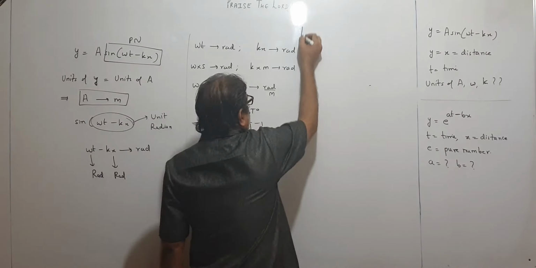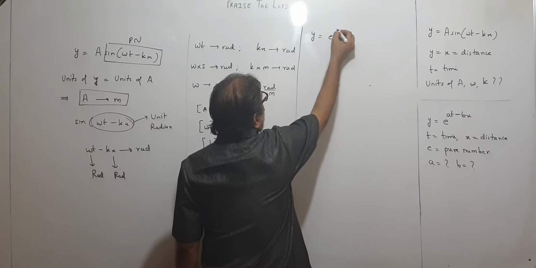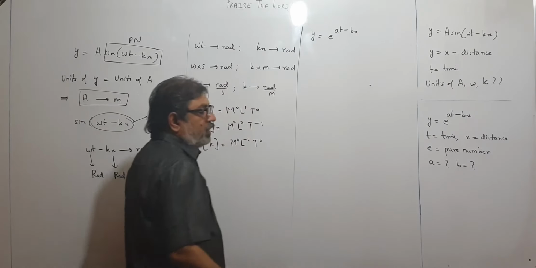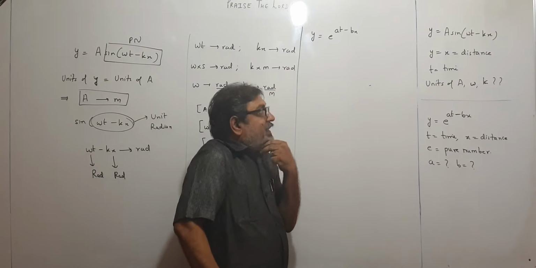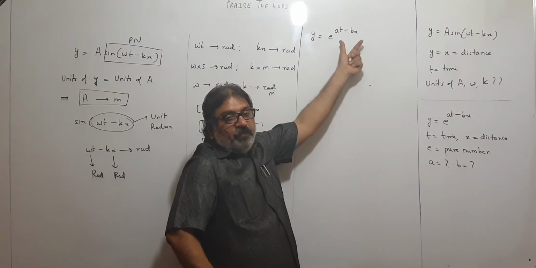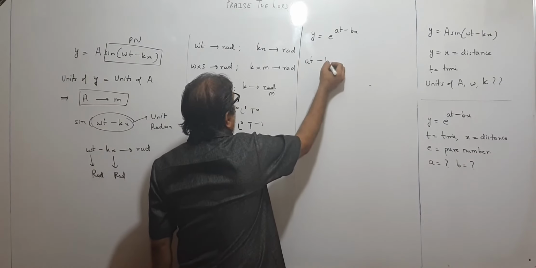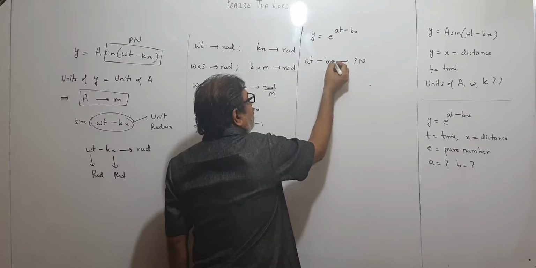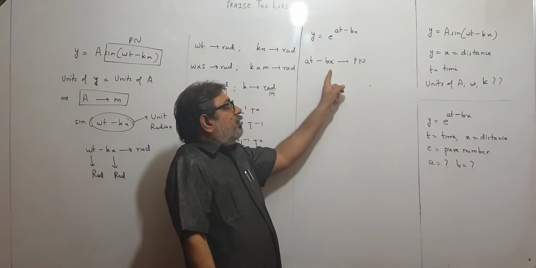Then let us look at next one. Y is given to me as e raised to at minus bx. Now children, I have told you power cannot have unit. The power cannot have unit, but this should be a pure number. So at minus bx is a pure number. Power has to be pure. Therefore, pure number minus pure number will be a pure number.